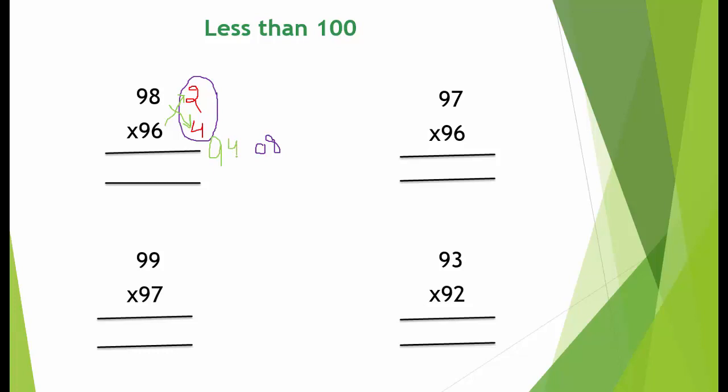First of all write the difference. Here the difference is 2 and 4. Multiply 2 and 4, that is 08. Then 98 minus 4 is 94. So 9408 will be the answer.